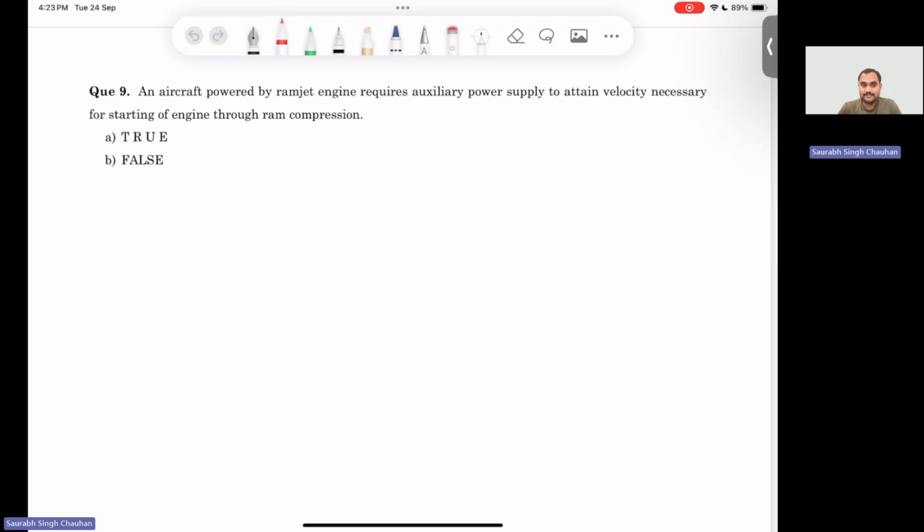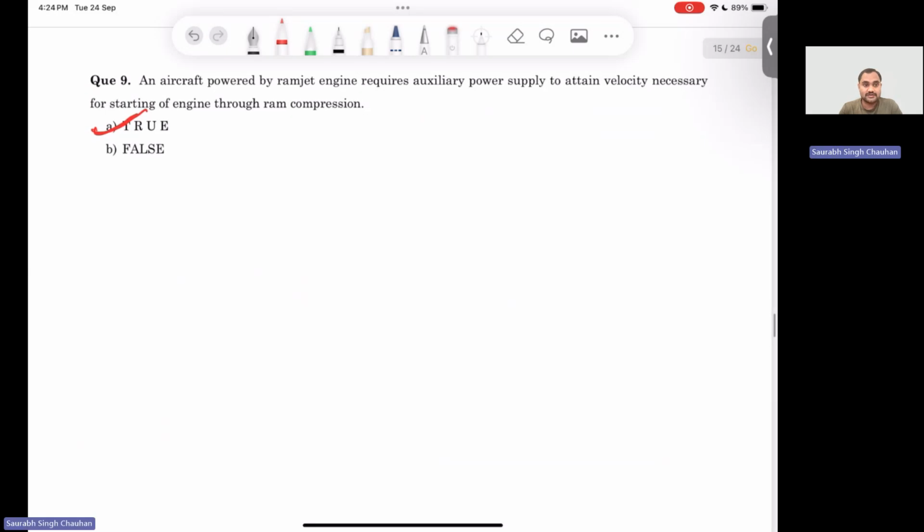Okay, so in ram compression, basically the air is compressed, but for the compression you need high speed air. Okay, you need kinetic energy. To get that high speed air you need some extra equipment, some auxiliary power supply, so that you get the necessary velocity. So basically the compression takes place with the help of kinetic energy. So first you should have kinetic energy, and to attain that kinetic energy you should have some auxiliary power supply. So this is basically how a ramjet engine starts. So yes, this is a true statement. Okay, so we will move to the next question.